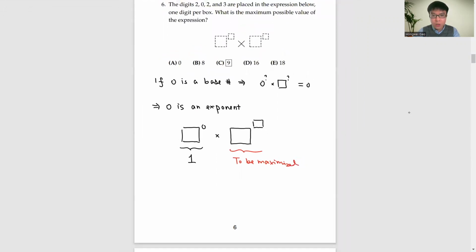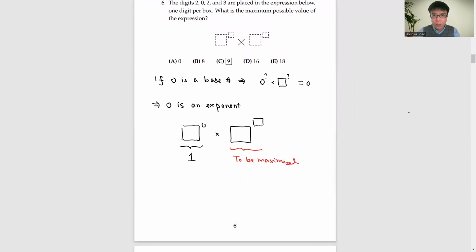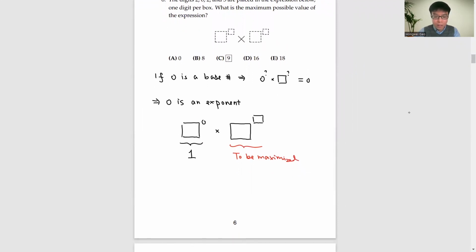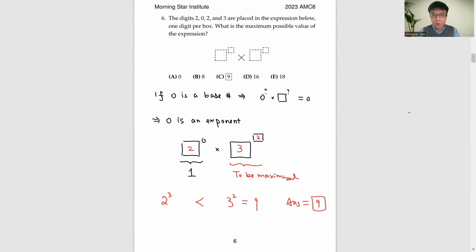Here we have the choices of 2 and 3, so we can just test a few cases. Either you have 2 cube or you have 3 square. They are candidates, and easily we can tell 3 square is larger than 2 cube. So the answer here should be 9. So we can have a 3 square and 2 here. We got 9. The answer is C.